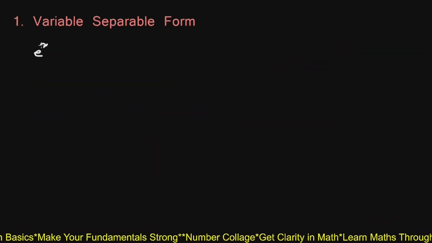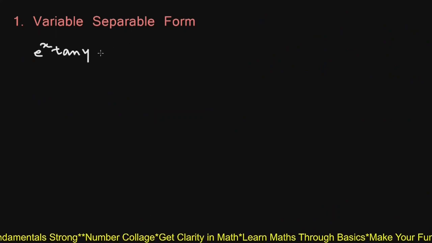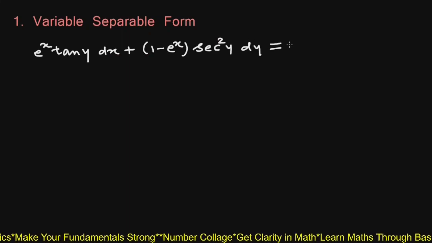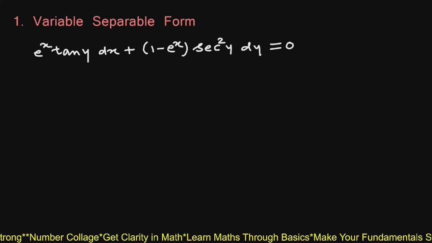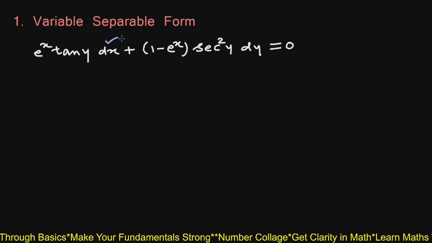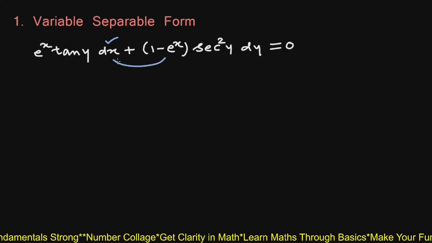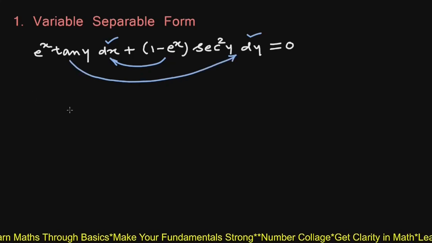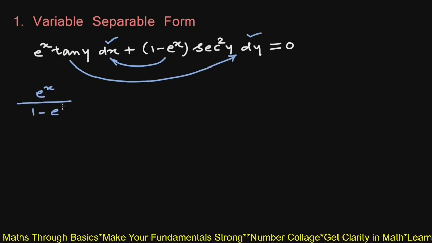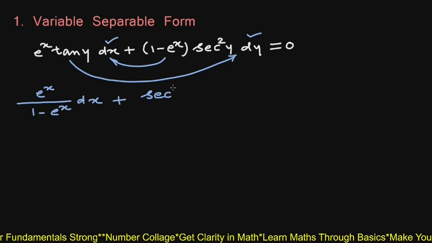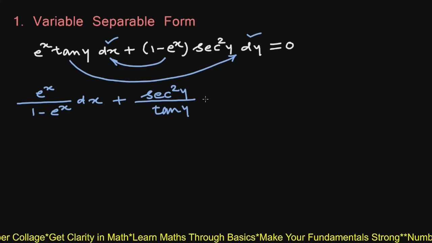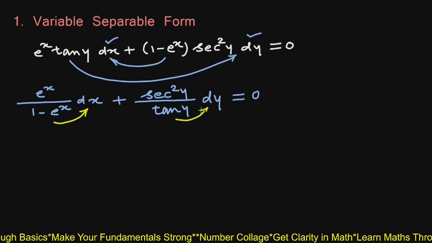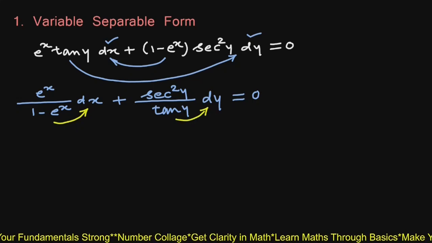Find general solution of e raised to x tan y dx plus 1 minus e raised to x sec square y dy equals 0. First we will separate the variables. For that we will divide this dx by this 1 minus e raised to x, and we will divide this dy by this tan y. So this will be e raised to x upon 1 minus e raised to x dx plus sec square y upon tan y dy equals 0. Function of x with dx, function of y with dy. Hence the variables have been separated.